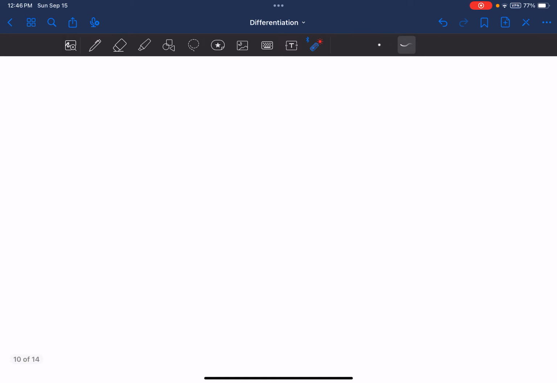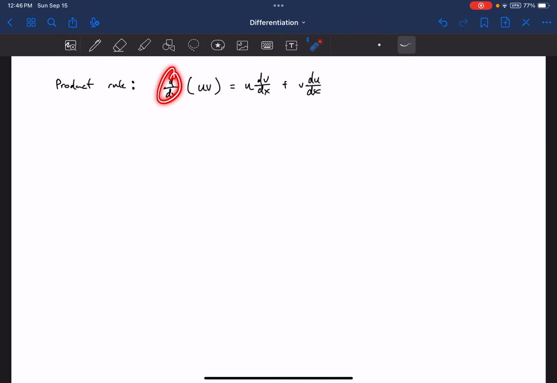When you differentiate something that is multiplied, you will just take one side out, for this is u, and then differentiate the other one, plus take the other one out and then differentiate this one. Now this only works when both sides have something that is relating to x.